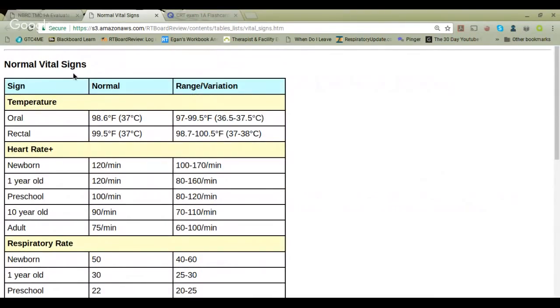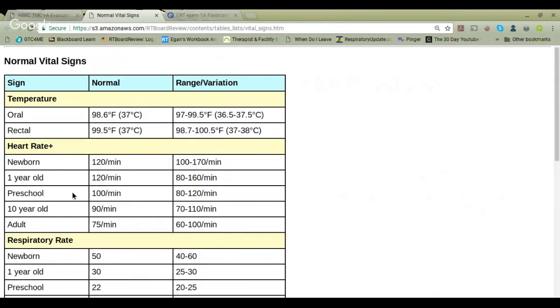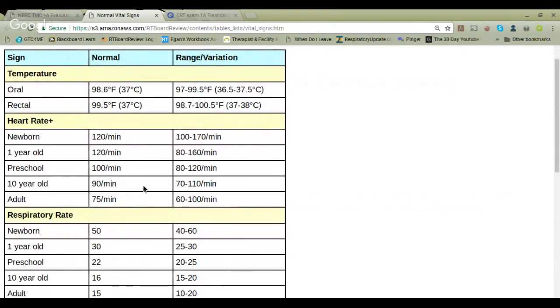Normal vital signs for body temperature. Normal for oral is 98.6 degrees Fahrenheit or 37 degrees Celsius. For rectal, 5 degrees Fahrenheit. Heart rate for newborns is 120 per minute. For kids 10 years old, it's 90 beats per minute. For adults, the normal heart rate is 75 beats per minute, but the normal range is 60 to 100 beats per minute. Like, I know this, you don't have to make a flashcard on that.